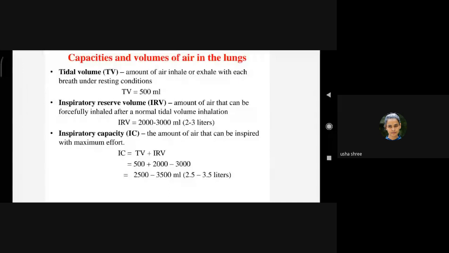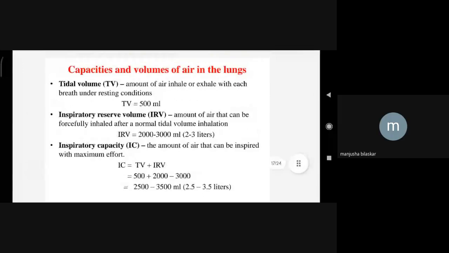Okay. Are you guys getting it? Yes, ma'am. Means normally we are breathing, and when we are breathing forcefully, the extra amount of air we are breathing in, that is inspiratory reserve volume, and the normal volume is tidal volume.